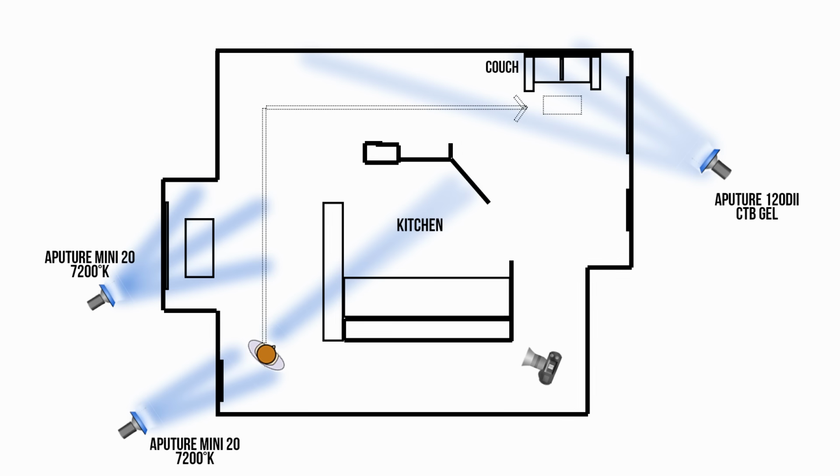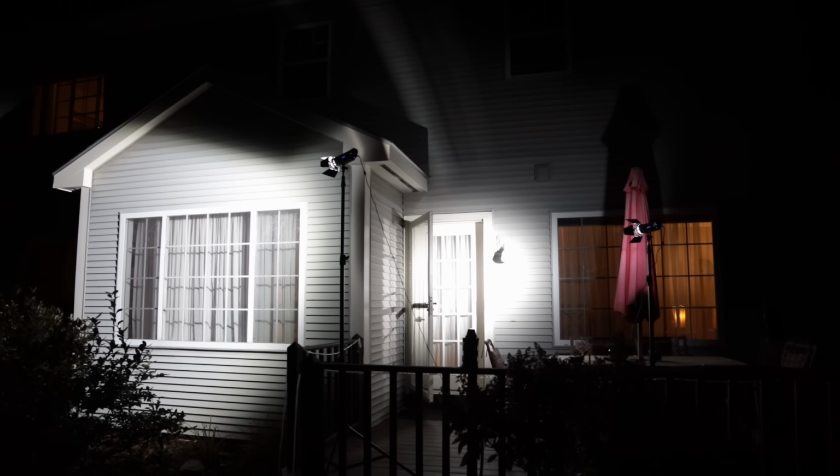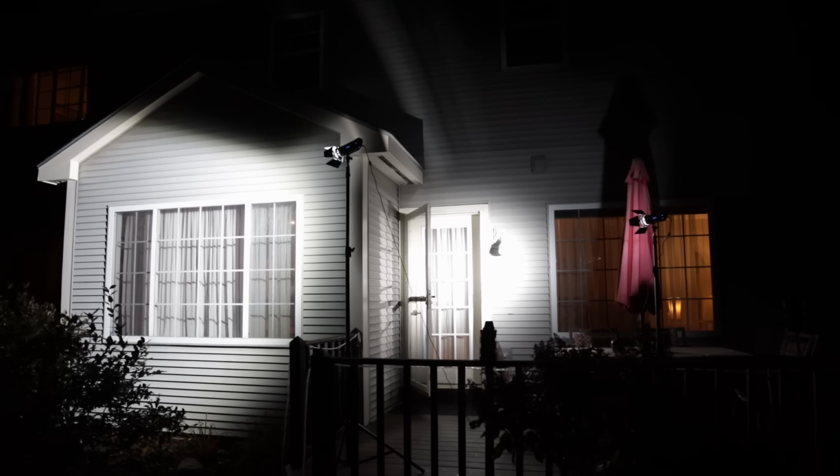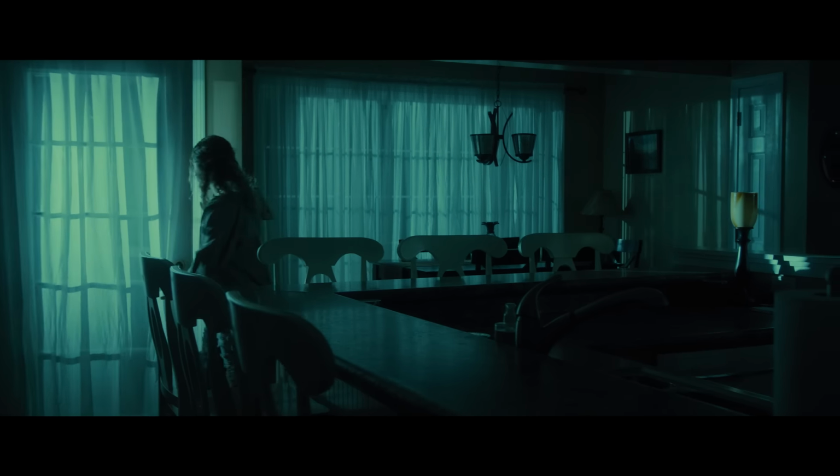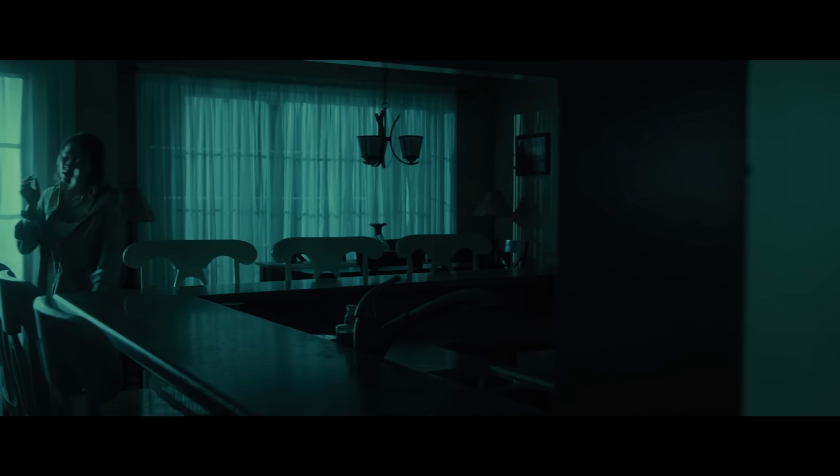So the second light was another one of the Aperture Mini 20, set to the same settings as the one at the door. And this one is just camera right to the next window over. And the goal of this one is to really just keep consistency of the moonlight that's going to be coming from the outside. But also, this light is going to do a great job of silhouetting Sarah as she walks through.